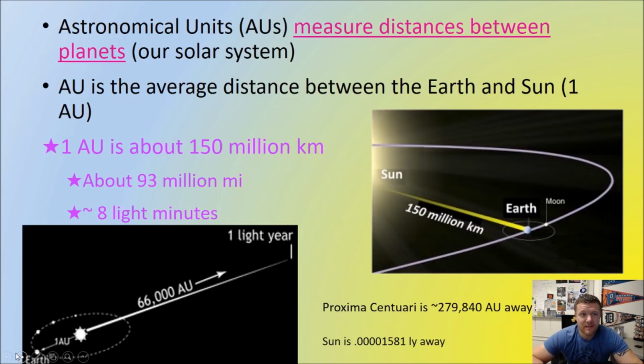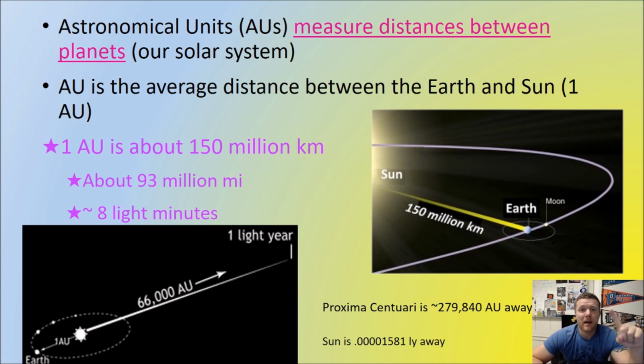The next unit is an AU. We learned about this first week of school when we were doing that math packet. An AU stands for astronomic unit, and it's the average distance between the sun and the Earth. When we are measuring things in our solar system, AUs is the way to go. If we want to know how far away a planet is, we're going to use AUs. If we want to know how far away Pluto is, we're going to use AUs.